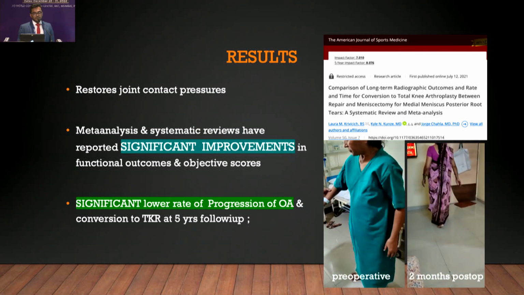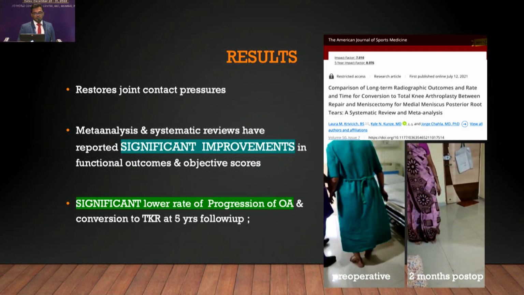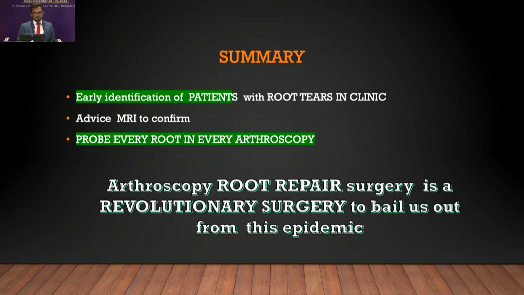This is a patient preoperatively wincing with pain and cannot walk. And now just after 2 months, she has a very good gait. However, one lingering issue of this root repair technique is the phenomenon of post-operative meniscus extrusion. And more work is needed to confirm whether the centralizing suture we take to repair this extrusion really is beneficial or not in the long term.